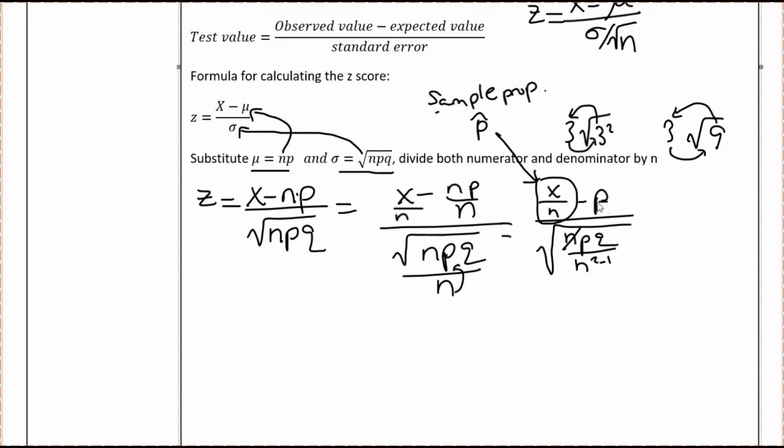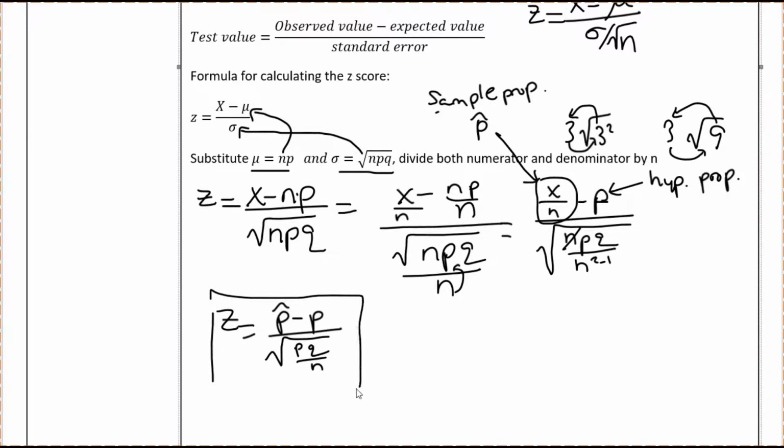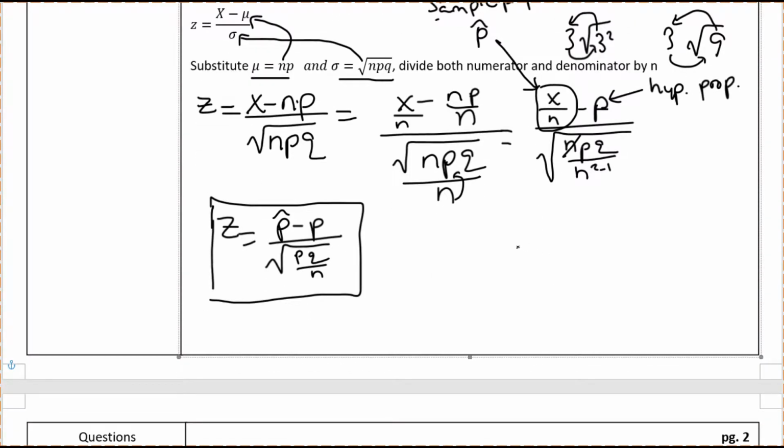And then remember that the p is the hypothesized proportion. So now we have z is equal to p hat minus p over square root of pq over n. And this is our formula for the test value. So now we got the formula for the test value.